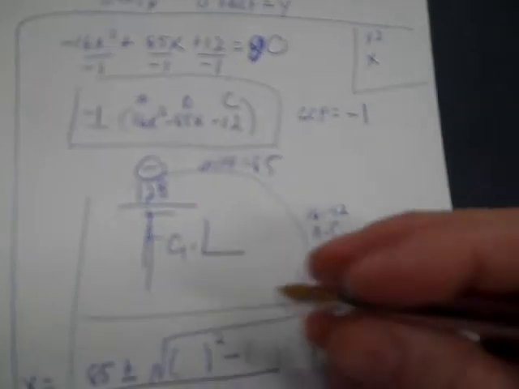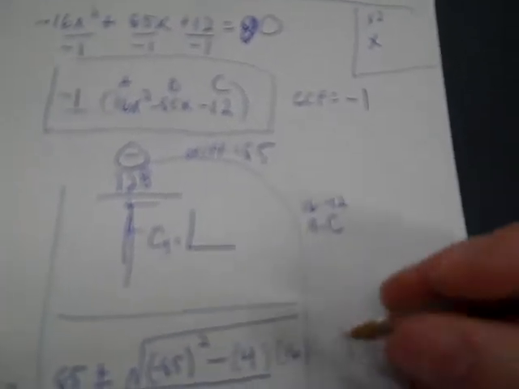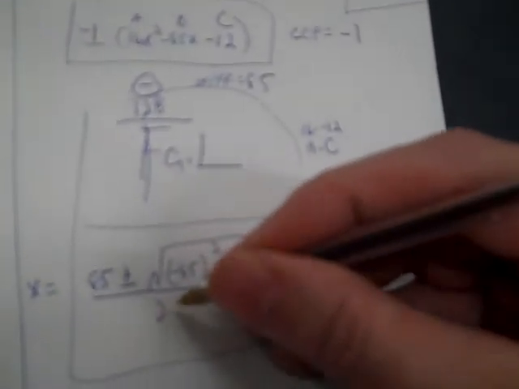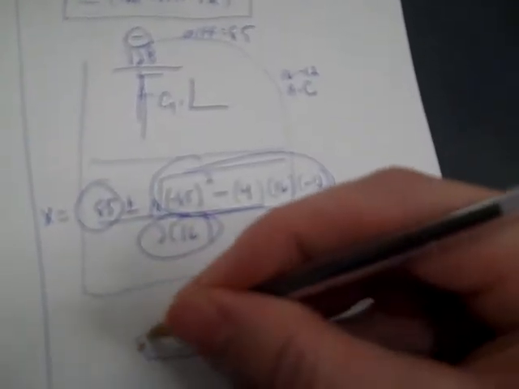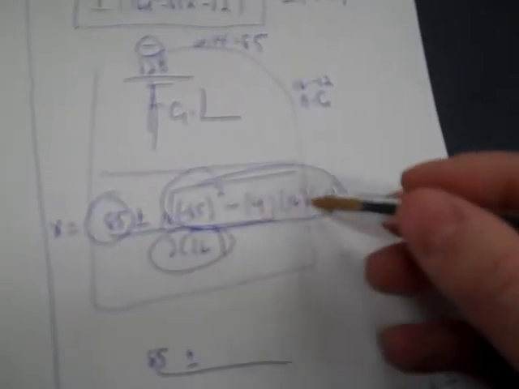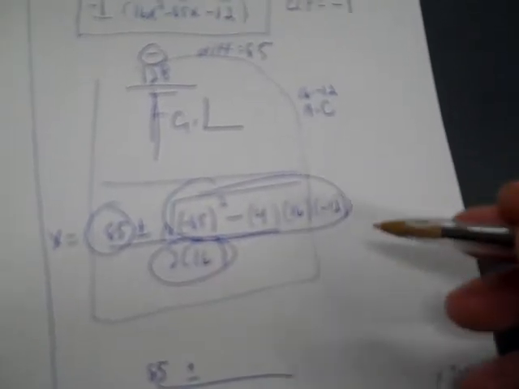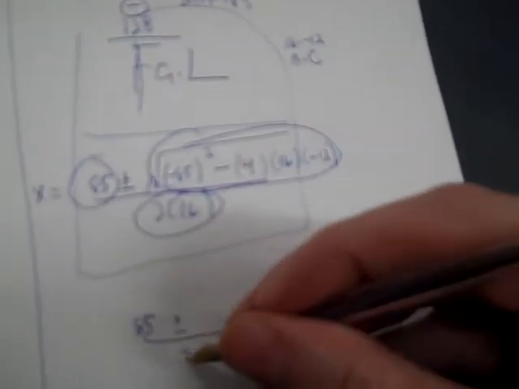So B is negative 85. And then 4. A is positive 16. And C is negative 12. Okay, now bottom we got 2 times 16. So I've got this, this, and this. Well, I know that's 85. I don't know this. I can plug it in my calculator if I got a good one. 2 times 16 is 32.